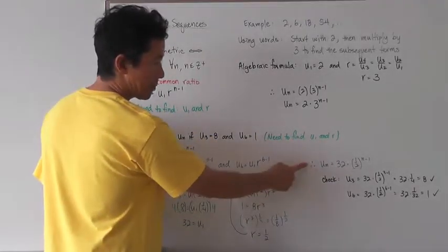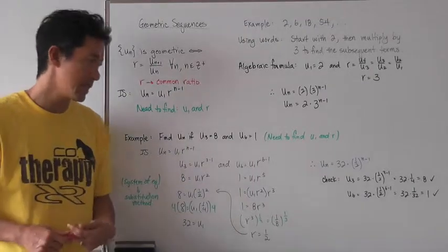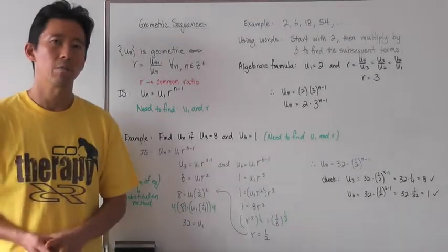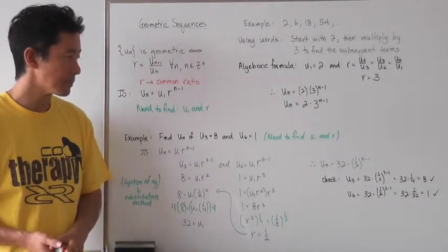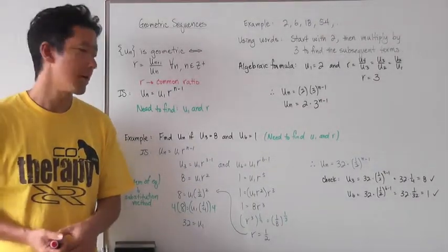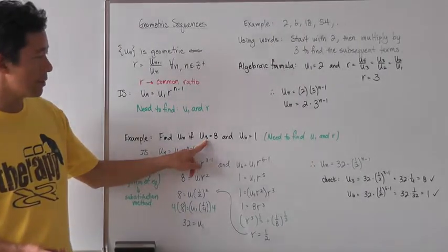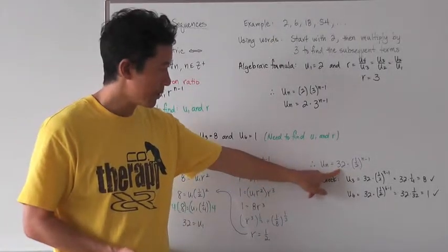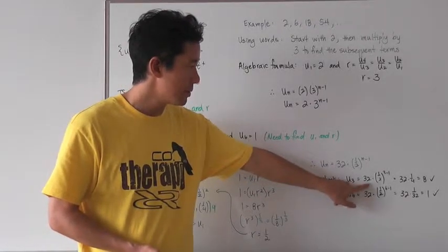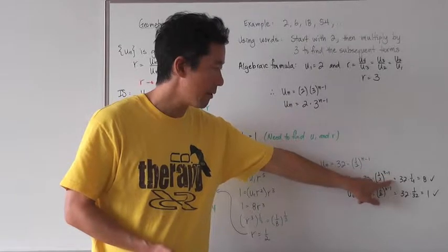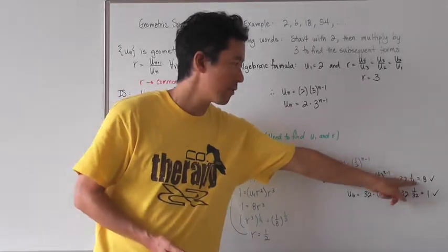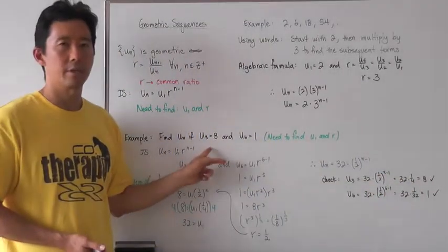Now I can go ahead and determine my general sequence term. That's just going to be u sub n is equal to 32 times the quantity 1/2 raised to the n minus 1 power. Of course, the best thing to do is check to make sure that's correct. If I substitute the value of 3 for n into this formula, I get 32 times 1/2 raised to the 3 minus 1 power, which is the same as raised to the second power. So that's 32 times 1/4, which is equal to 8, which is consistent with the original information given to us.